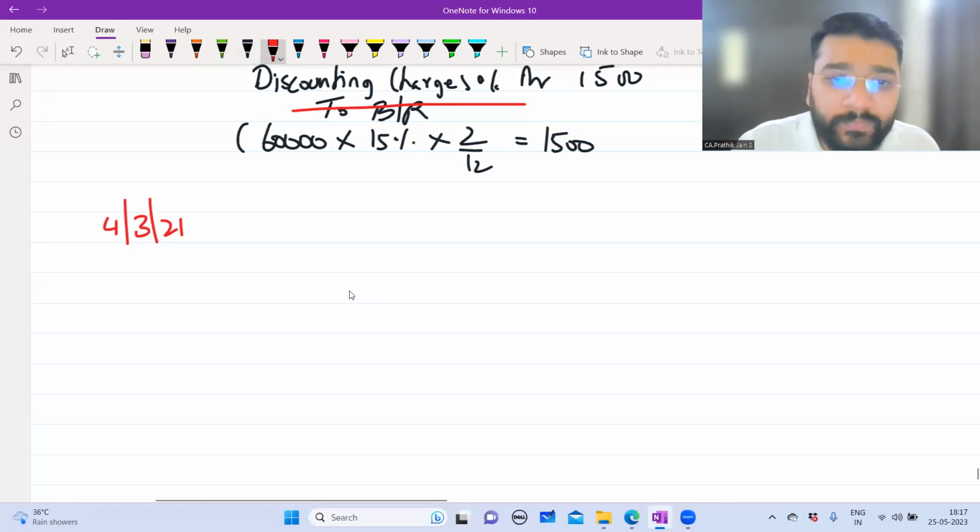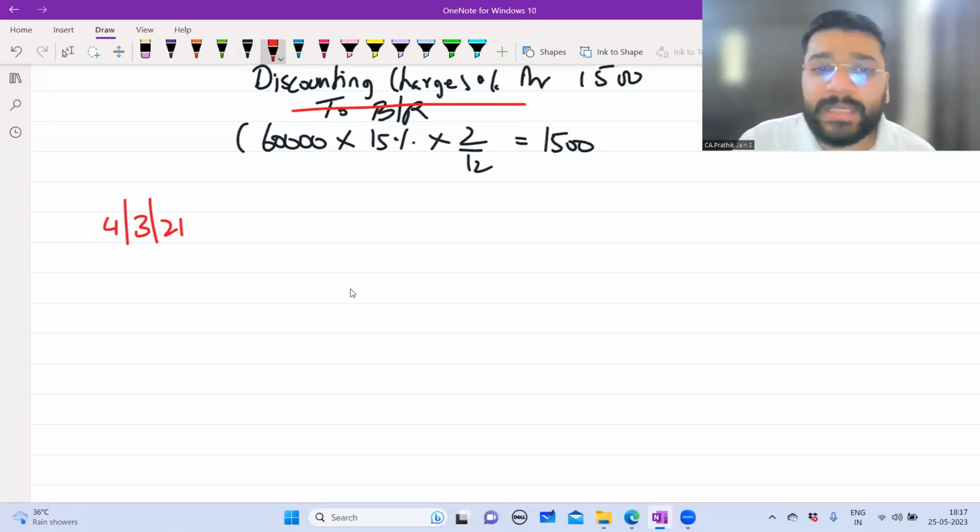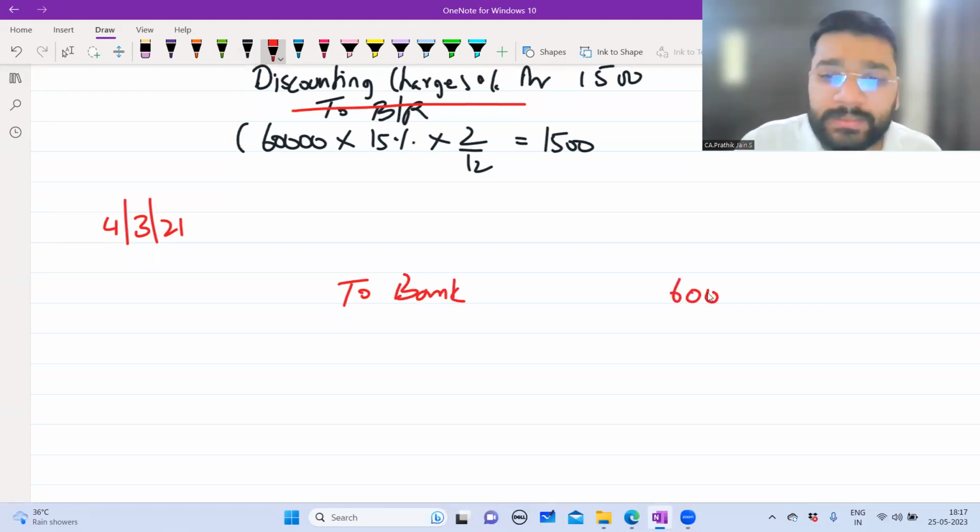Credit. Asset balance reduces. To reduce asset balance, we credit. So to bank, how much? 60,000 rupees. My dear friends, what will you debit?